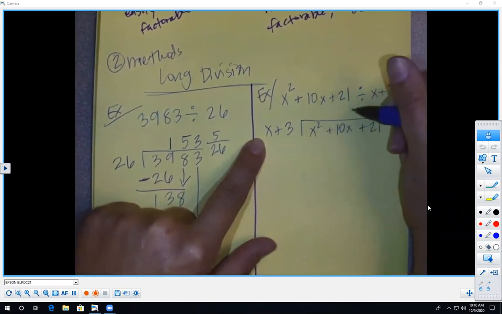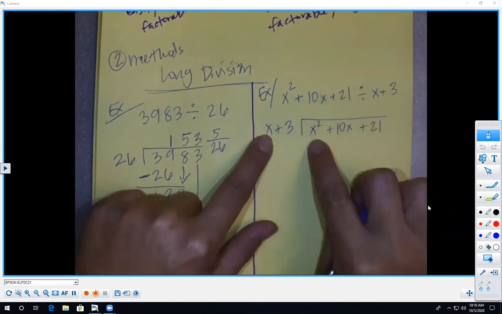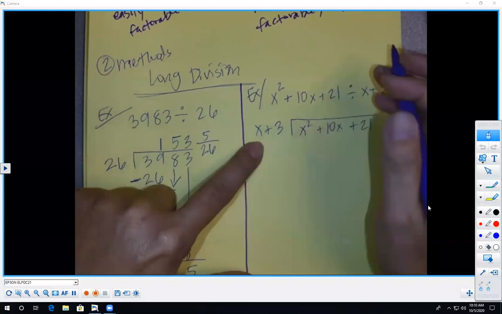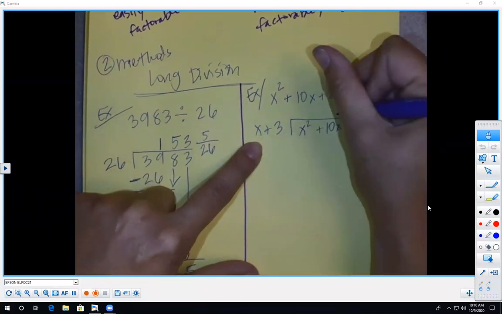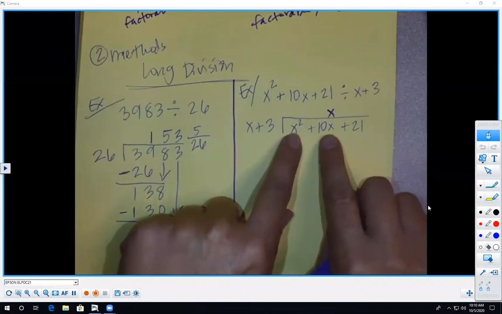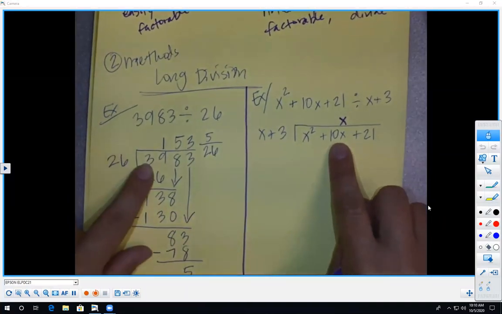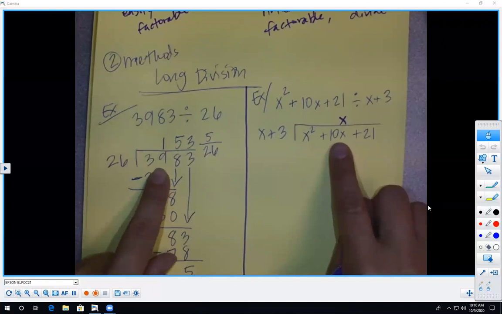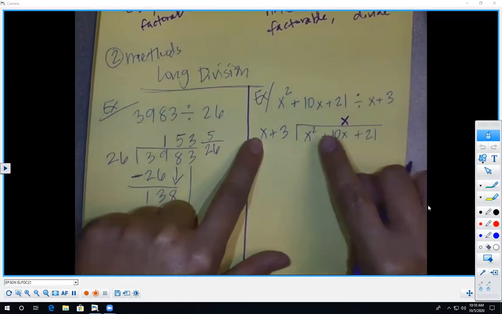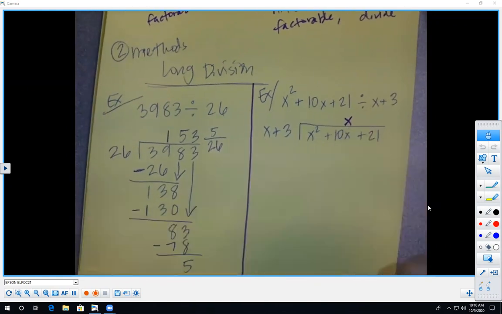What do you need to multiply this by to get the first term? Okay, so x times x is x squared. You actually put the x above the 10x. The idea is there's 2 terms here, there's 2 terms here, kind of like 26 wouldn't go into 3, so I had to move over 1, same idea. So x is what's going to be on top because x times what equals x squared? X times x equals x squared.